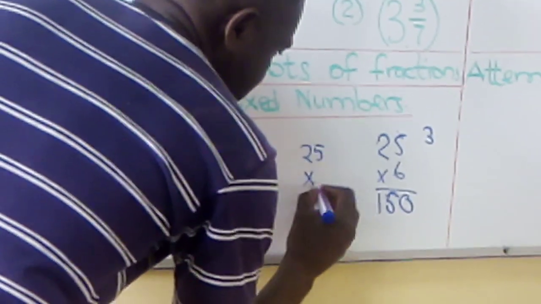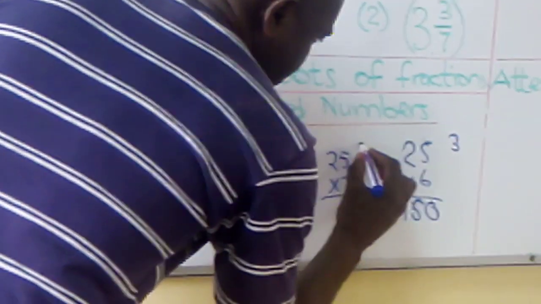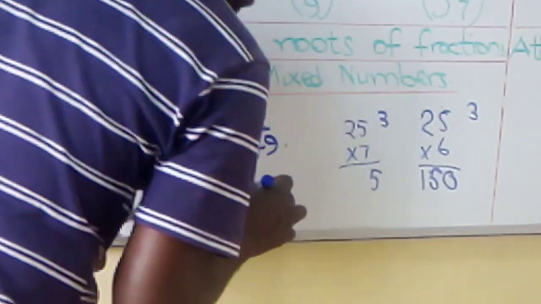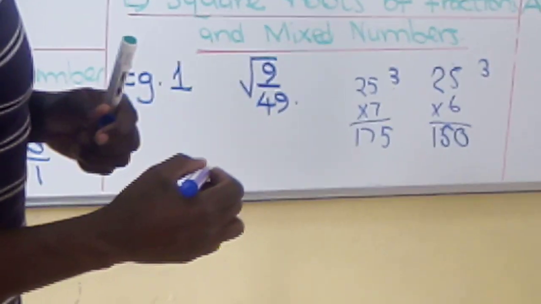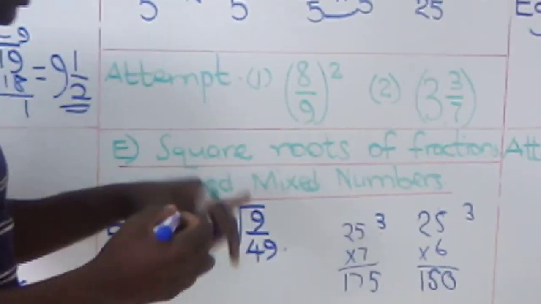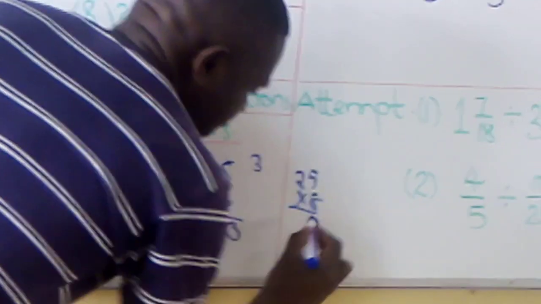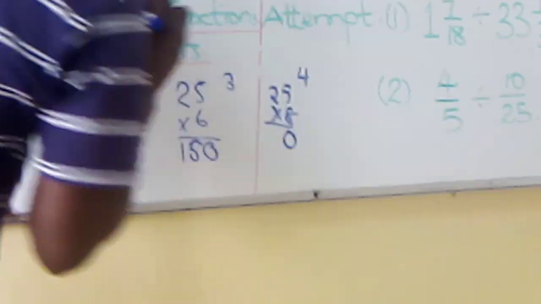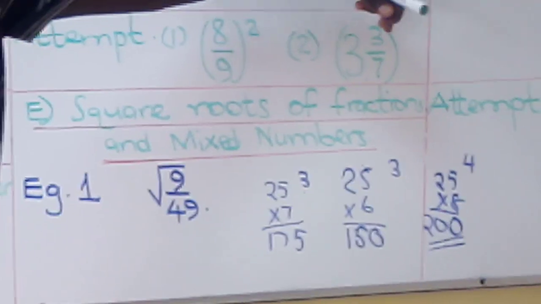25 times 7. 7 times 5 is 35, we write 5 and carry 3. 7 times 2 is 14 plus 3 is 17. That is 175. Let's see if 8 is even better than 7. That's what you're supposed to be doing. 25 times 8. 8 times 5 is 40. Carry 4. 8 times 2 is 16 plus 4 is 20. That gives us 200. Now look at that. 200 is bigger than 191.